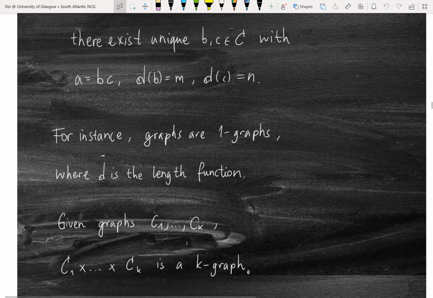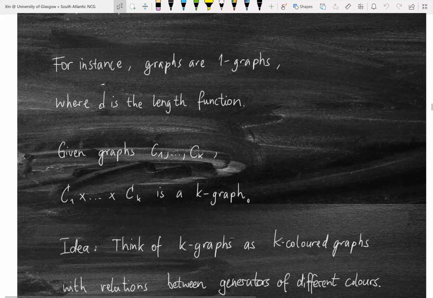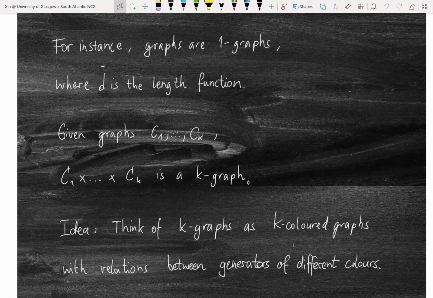Okay, so this is a special class of k-graphs, and more generally, what's the idea? The idea is that you can think of a k-graph as a graph where you color the edges. You have k colors, you assign a color to each edge, and then you introduce relations between generators of different colors. The colors correspond to the generators in N^k. You have k of them, so you have k colors.